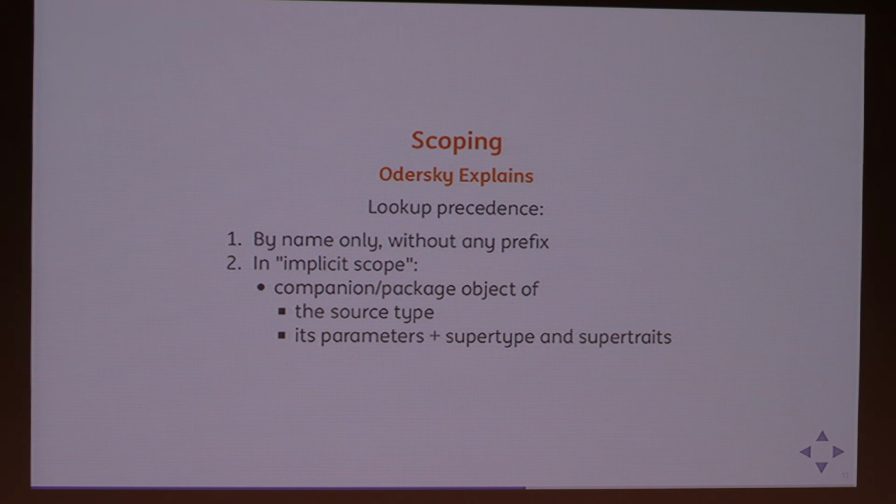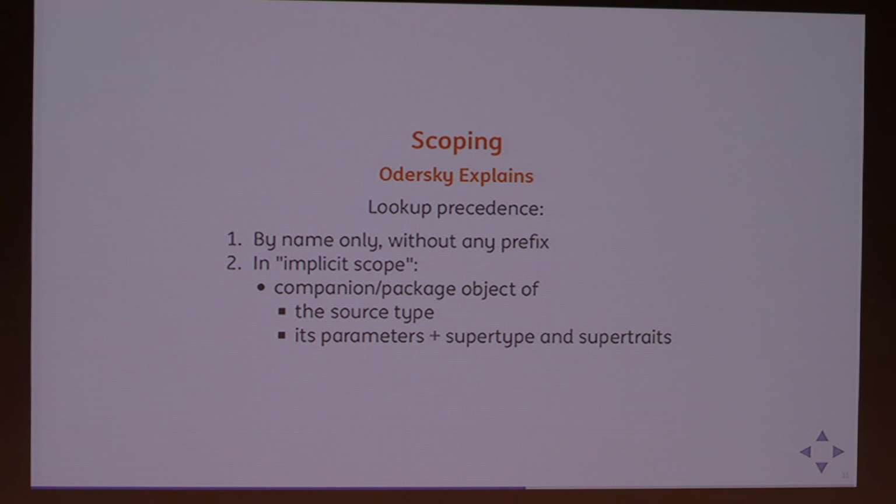And then, if it cannot find it, it will also look in supertypes and supertraits of this. So we'll see an example of this in a bit as well. The reason for this distinction is that it is quite a sane default for developing libraries.